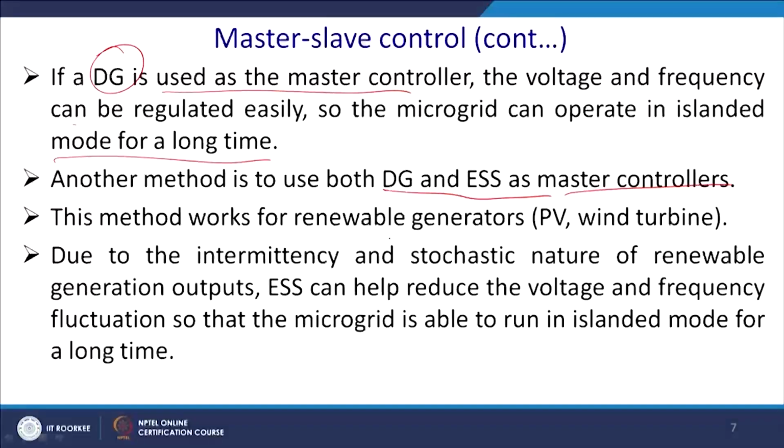This method works for renewable generators, for example, PV, solar photovoltaic, and the wind turbine. Due to the intermittency and the stochastic nature of the renewable generation output, ESS can help to reduce the voltage and the frequency fluctuations, so that the microgrid is able to run in islanding mode for a long time. So, that is the desirable feature, and many microgrids have adopted that aspect.